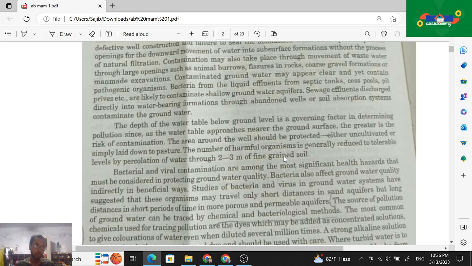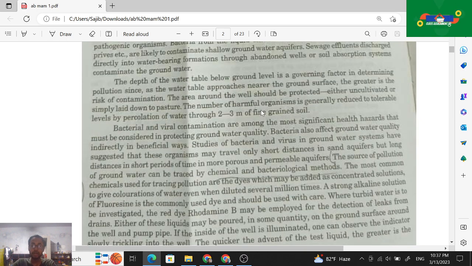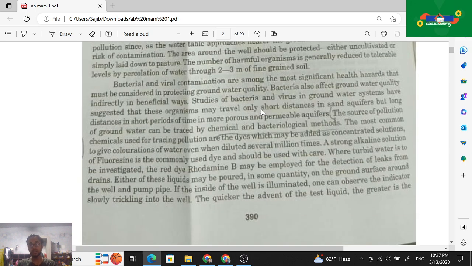The area around the well should be protected, and either left uncultivated or simply laid down to pasture. The number of harmful organisms is generally reduced to tolerable levels by percolation of water through 2 to 3 meters of fine-grained soil. Bacterial and viral contamination are among the most significant health hazards that must be considered in protecting the groundwater quality. Bacteria also affect the groundwater quality indirectly in a beneficial way, and studies of the bacteria and virus in groundwater did it.